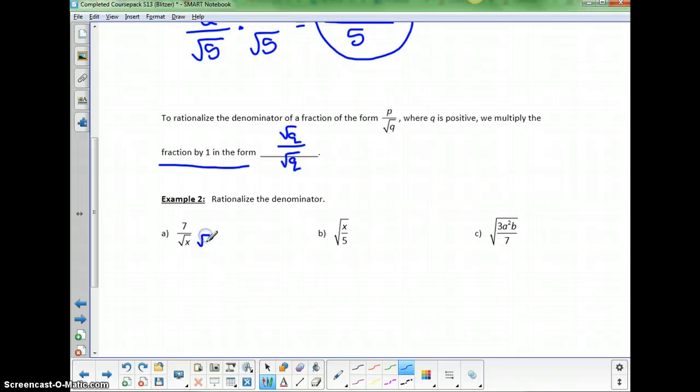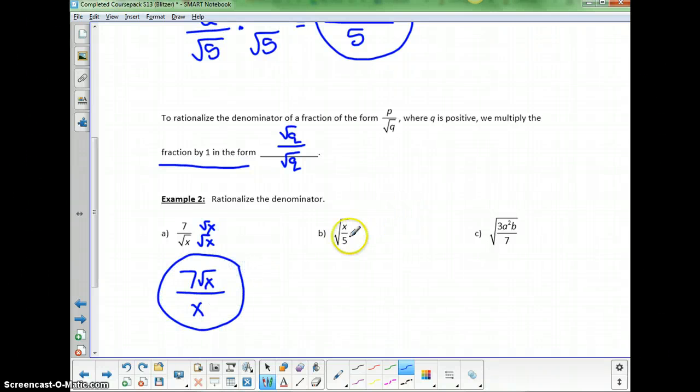To make the square root of x a perfect square, I need to multiply by the square root of x on top and bottom. So it'll give me 7 square root of x across the top, and square root of x times square root of x is x. That's been rationalized. Okay. In part B, this could be separated into 2 fractions, square root of x over square root of 5. I meant to say 2 radicals. That fraction can be separated into 2 radicals.